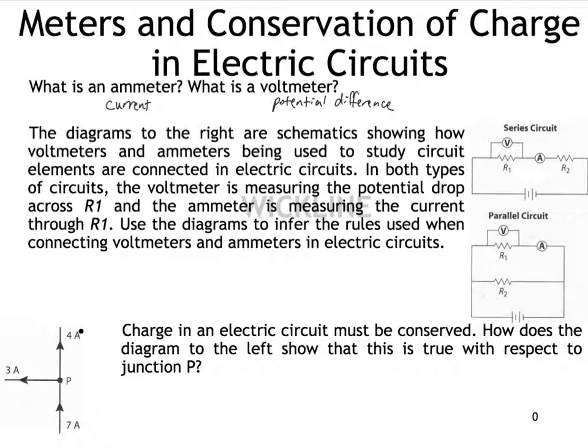Now, in a parallel circuit, we have an ammeter which is still drawn in series with R1, and the voltmeter is still drawn in parallel with R1. There's a little bit of a difference here, though, because the voltage drop at both of these resistors would be the same. So this voltmeter can measure for both. In short, voltmeters are drawn in parallel while ammeters are drawn in series.